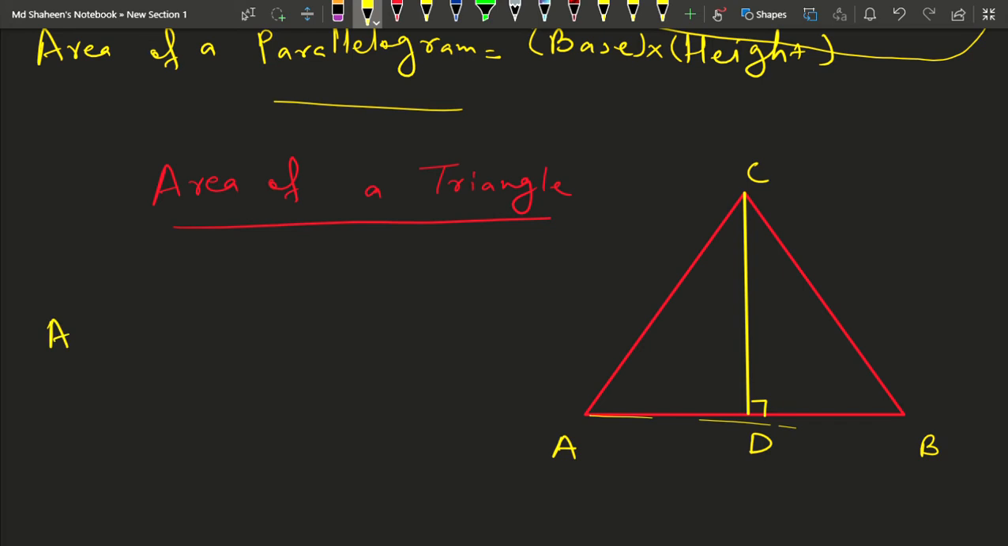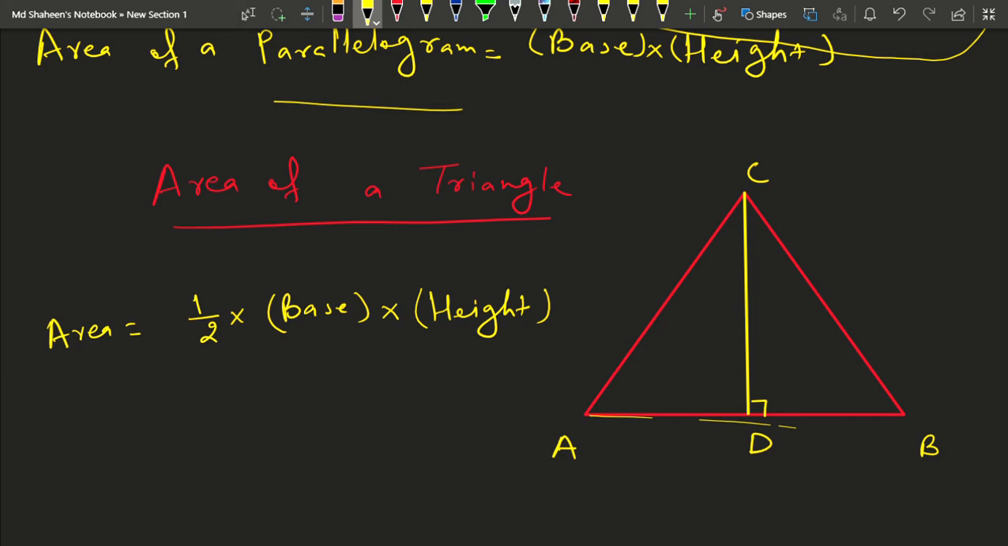The area of a triangle will be 1 by 2, that means half, base multiplied by its height. Okay. So this way you can find the area of a triangle.